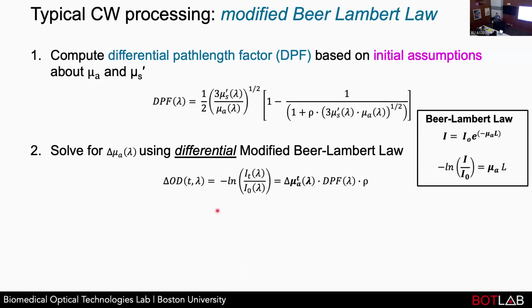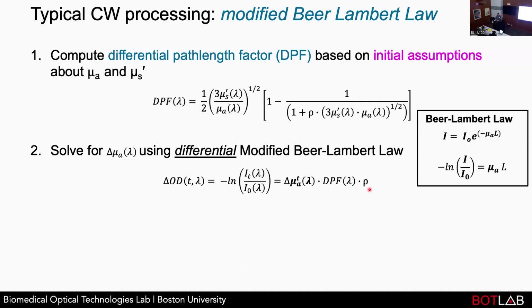called the differential modified Beer-Lambert law, introducing two things to you at once. First, the differential modified Beer-Lambert law and the DPF. But what I want you to see is, okay, look at this equation. Here's your Beer-Lambert law if you were just thinking about mu A. And here's the differential Beer-Lambert law, which is just telling you about changes in mu A rather than absolute mu A. And see L here? L is now being replaced by the DPF times the source detector separation.